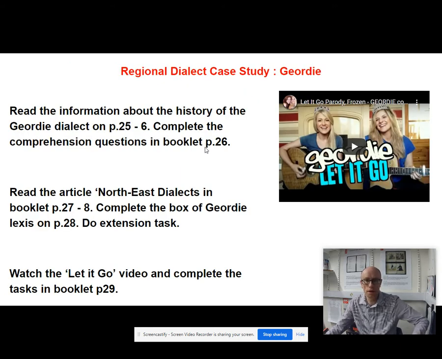Okay, so if you're in my class, I'd be getting you to be reading the article about the origins of Geordie on page 25 and 26. That's the first thing to do on there. And in terms of the answers to some of the questions, the first question says, how many years ago did the dialect emerge and from whose mouth did it descend? Well, we've already answered that because we're talking about 1,500 years ago, roughly, and we're talking about those Anglo-Saxon settlers.